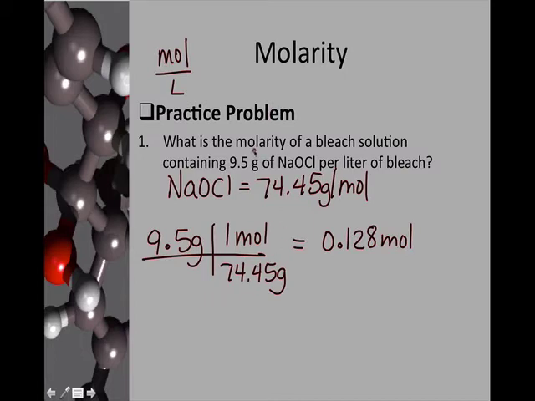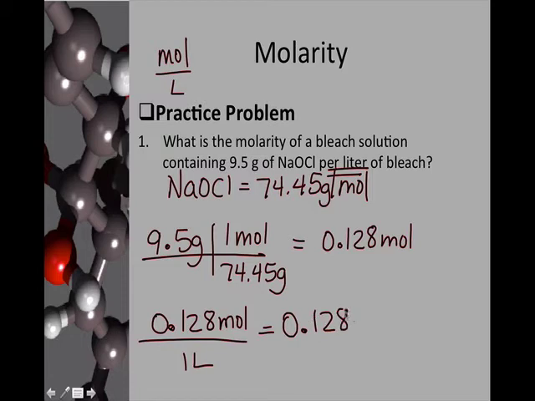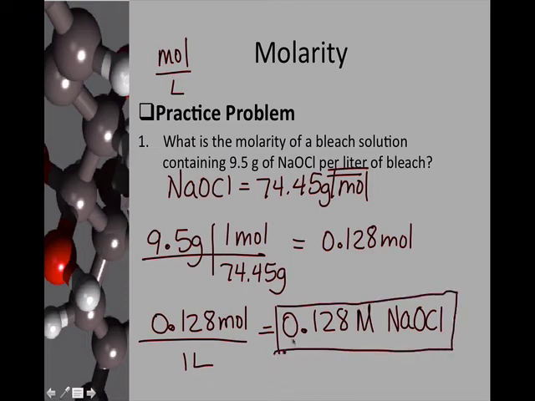And then if I read in the problem, you're looking and saying, well, I don't see the liters, but right here it says per liter, and per liter means 1 liter. So I'm going to take my moles and divide by 1 liter, which means that my moles are also equal to my molarity. So this solution is 0.128 molar sodium hypochlorite. That's the concentration of this bleach solution.